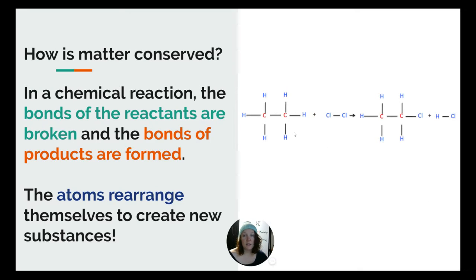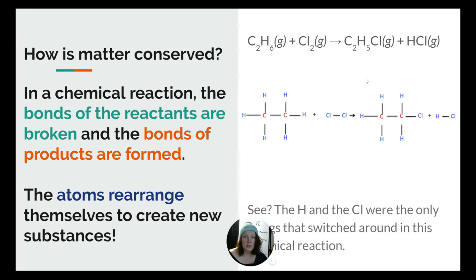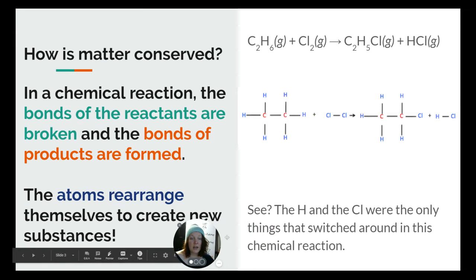You can see here in this reaction between C2H6 and Cl2, that's diatomic or molecular chlorine, we create C2H5Cl and HCl. Now, we proved the law of conservation of matter in Unit 5. In Unit 7, when we were learning how to balance chemical equations, we still have 2 carbons on both sides. We still have 6 hydrogens on both sides, right? But we can also see in these pictures of the structural formulas that H and Cl were the only things that really switched in the chemical reaction.